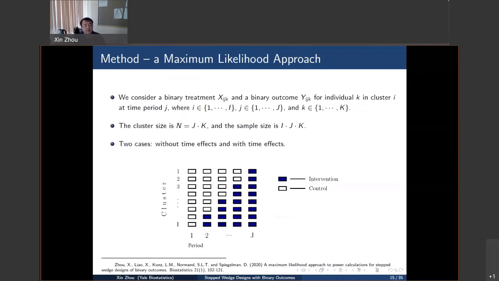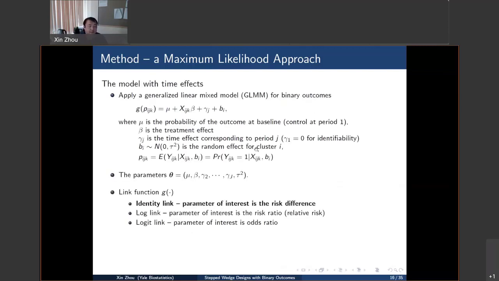However, as mentioned in a recent review paper, about half of the studies using stepped-wedge design didn't consider the time effect in the data analysis. So in this work, we consider 2 cases, one with time effects and one without. For the case with time effects, we apply a generalized linear mixed model for binary outcome. The notation is similar to the Hussey-Hughes model.